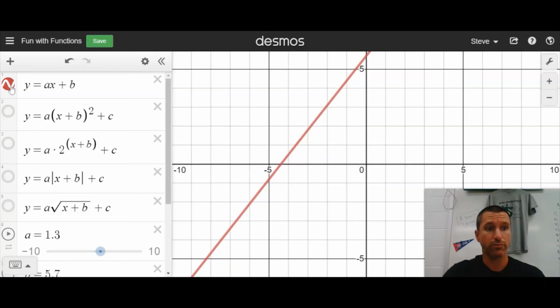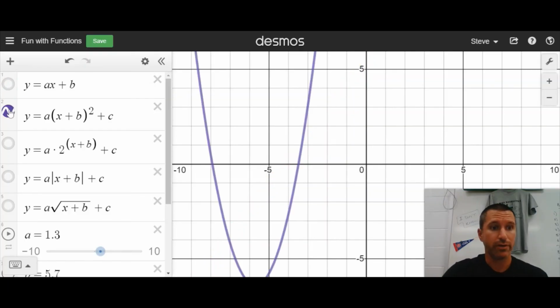So that's easy. That's review. Let's go on to the quadratic. And notice how I have the quadratic labeled here. I have y equals a times the quantity x plus b squared, so therefore it's quadratic, plus c. I want you to know exactly what happens when you manipulate every number in this equation.